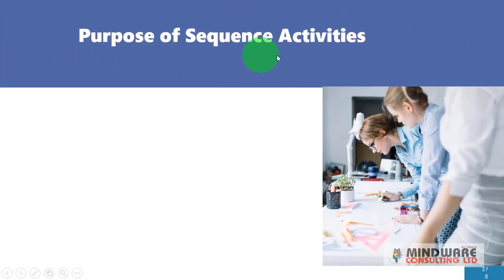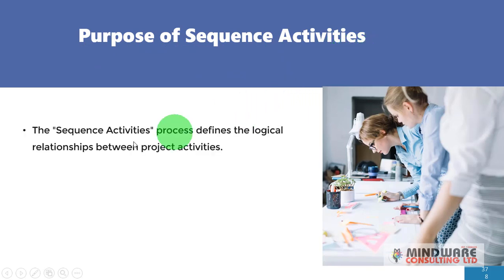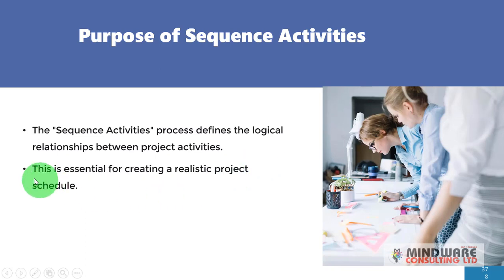Now, what is the purpose of the sequence activities process? The sequence activities process defines the logical relationships between project activities. This particular process helps us to understand the relationship between one activity and the other, and the order of priorities that they follow from beginning to end in each phase of our project. This is essential for creating a realistic project schedule. For you to be able to schedule your project, you have to know the flow of activities from one to the other.